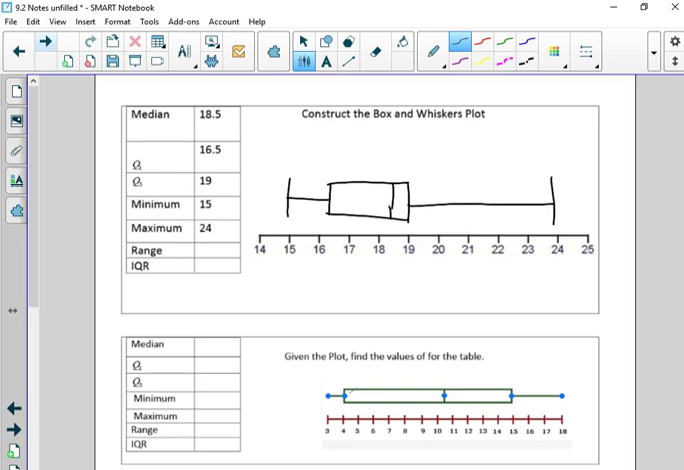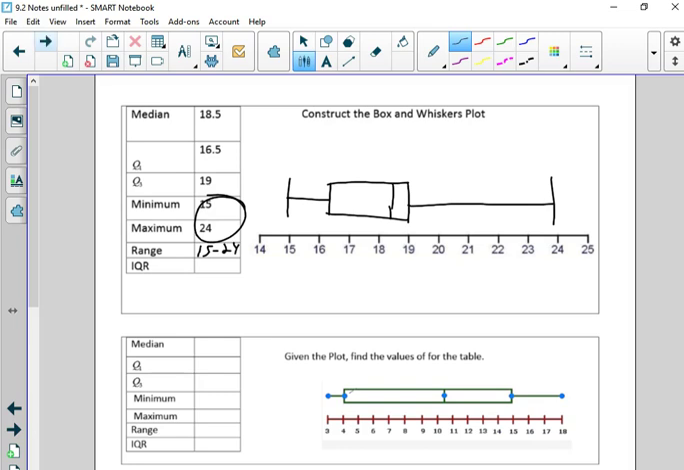Now, the range is not, listen carefully, the range is not 14 to 25. That's a very common mistake. Go, oh, well, look, it goes from 14 to 25. No, that's the number line. Your data goes from here to here, 15 to 24.